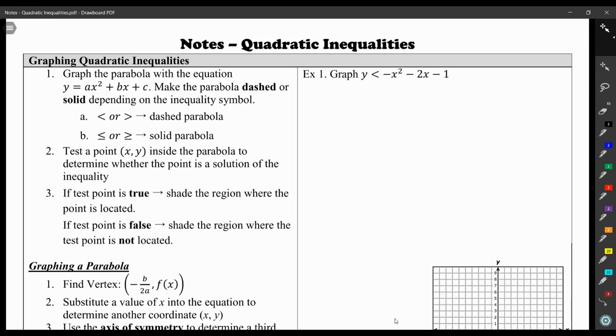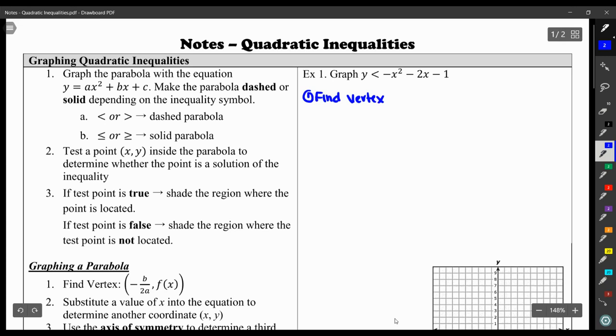Quadratic inequalities. So the first part of this is we're going to talk about how to graph a two-variable quadratic inequality. So the first step is to graph the parabola and making it either solid or dashed depending on the inequality symbol. So there's a few steps we need to take to graph this parabola. So the first thing we need to do is we need to find the vertex.